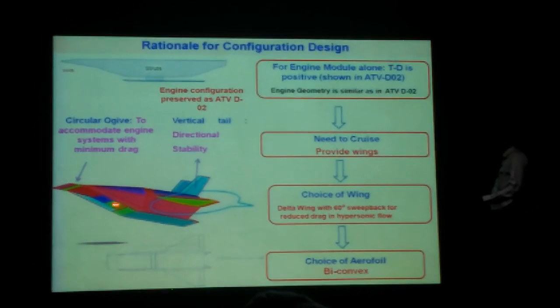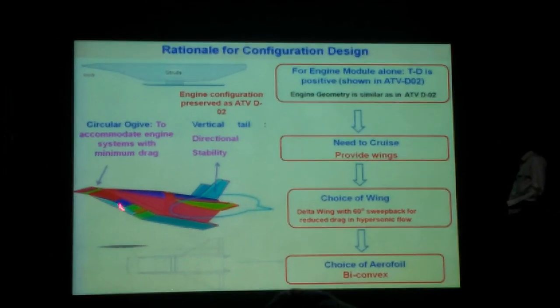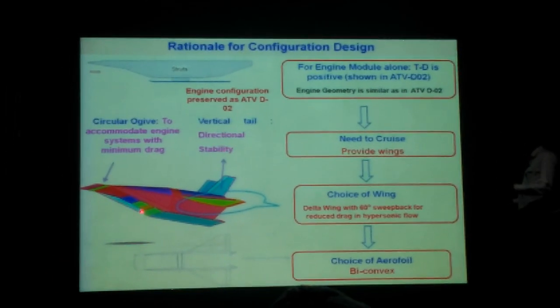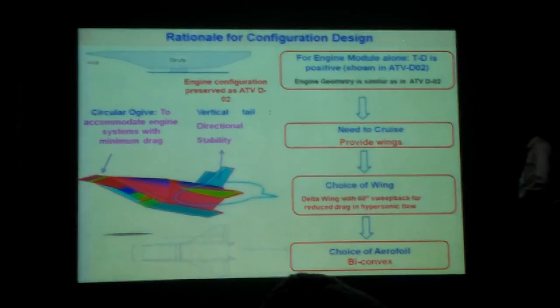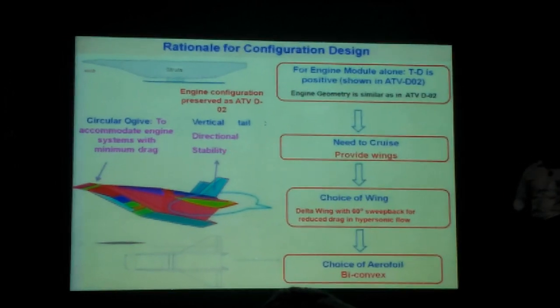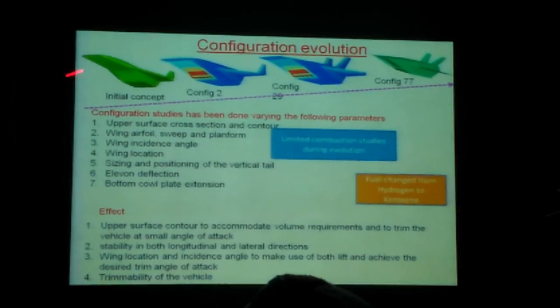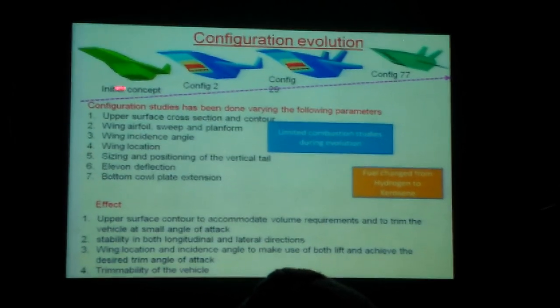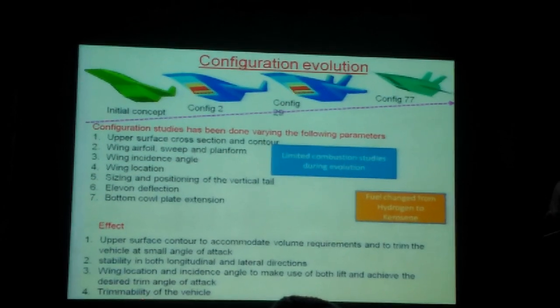That is how to make the shape. And you need fins for that. It is something like the existing scramjet engine which we had flown, but we added fins there, with radars here, to see that we are able to control it. And the aerofoils, what type of aerofoil should we have? We chose the biconvex aerofoil. And these are all various configuration evolutions. You see here, from the initial concept, some 77 configurations were carried out through simulations. And then finally, we have arrived at the configuration which is okay.